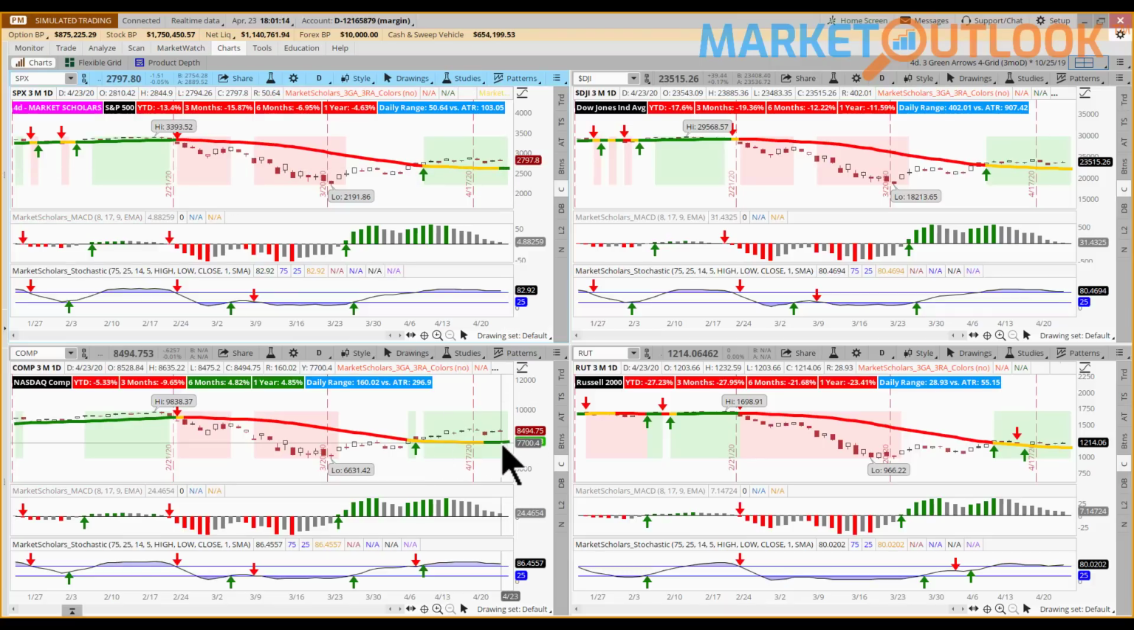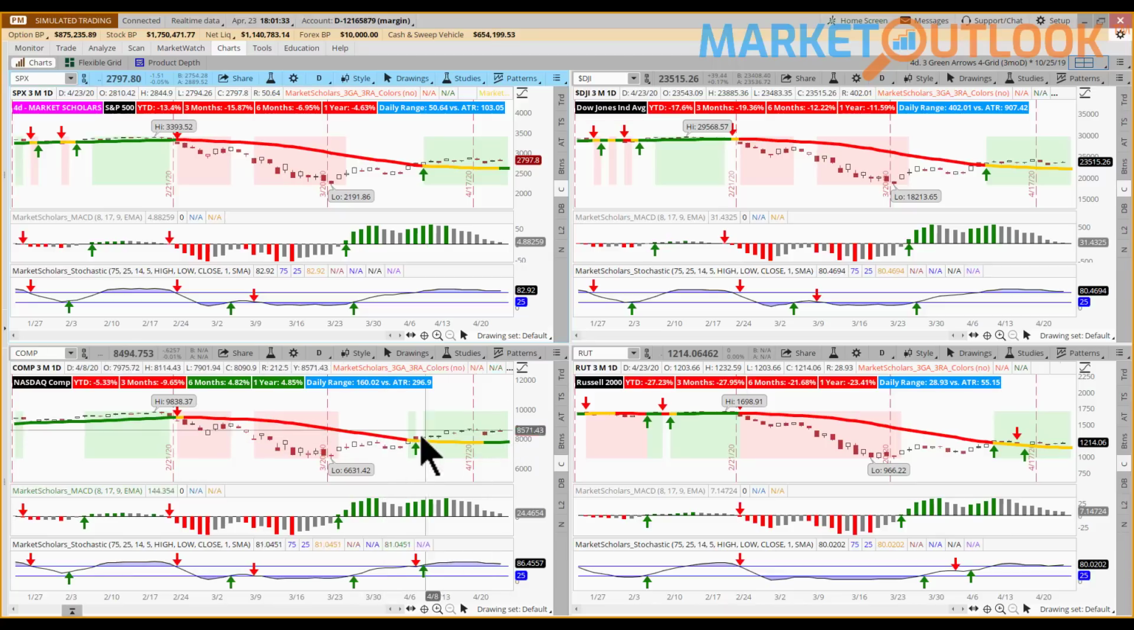Now you'll notice again that with the S&P 500 today getting its green line on the moving average, it is joining the NASDAQ composite that did so a couple of days ago. These other 2 don't quite have that yet. The Dow Jones and the Russell 2000 do have 3 green arrow signals, but their moving averages are still falling. So it's going to take a little bit of time to see some reversals take hold.